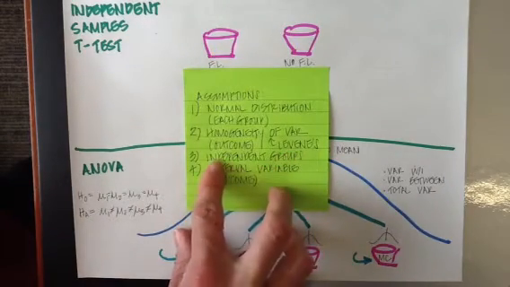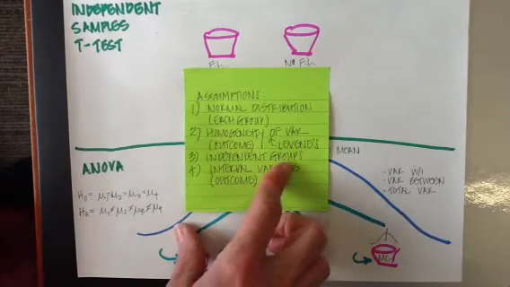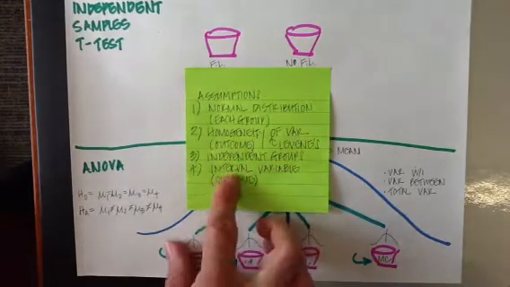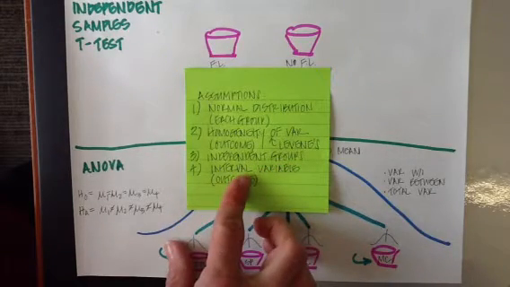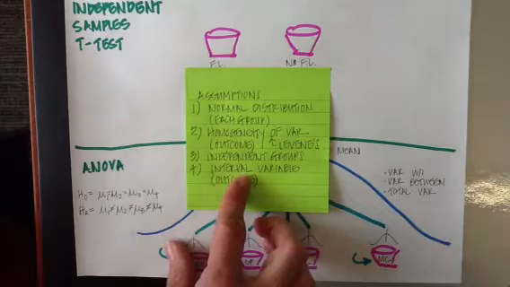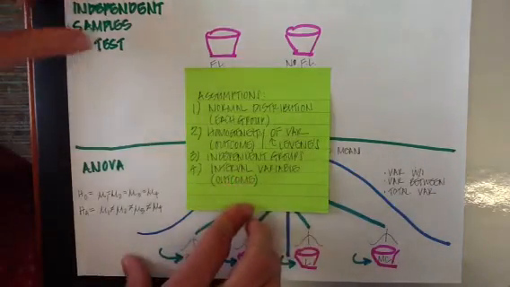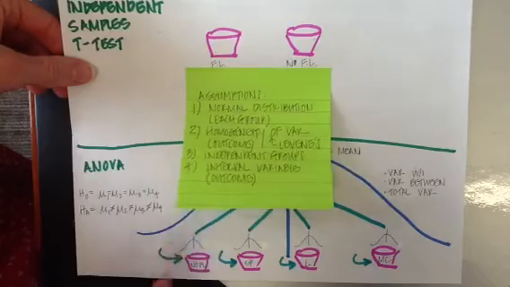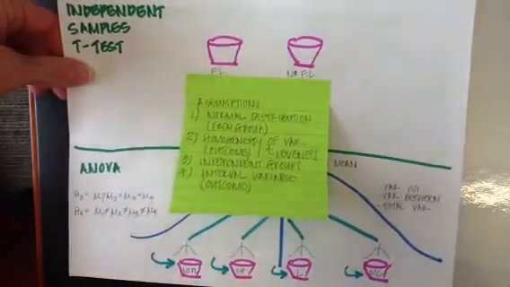Also, just as with independent samples t-test, your groups have to be independent of one another, and your outcome variable has to be an interval variable. So let's go ahead and look at a sample of ANOVA and talk about it.